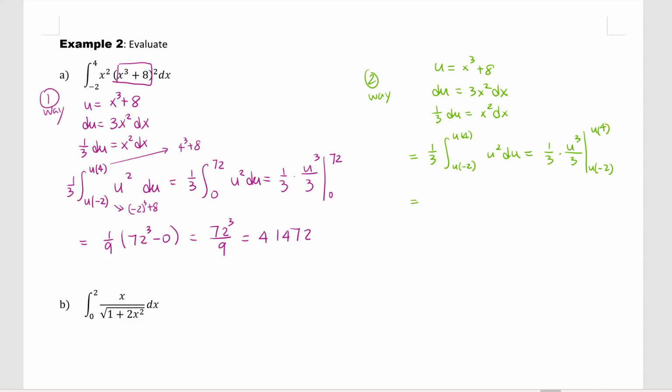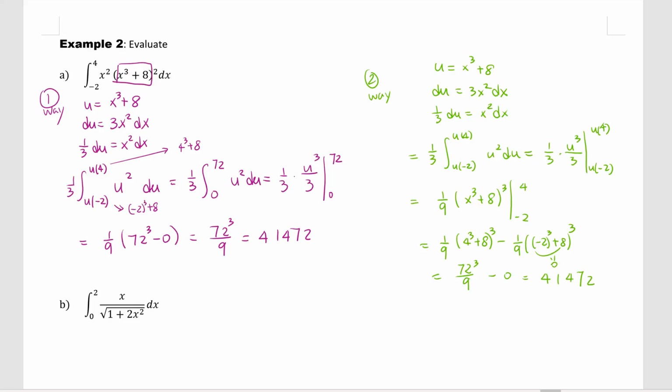And then we plug the x back, so that's 1 over 9 times u cubed, where u is x cubed plus 8. Now, because we have x back, we can use -2 and 4. So we plug in 4 first, so 4 cubed plus 8, all cubed, minus what we get when we plug in -2. You realize this is 72 cubed over 9, and this other guy is 0, so we still get the same answer.